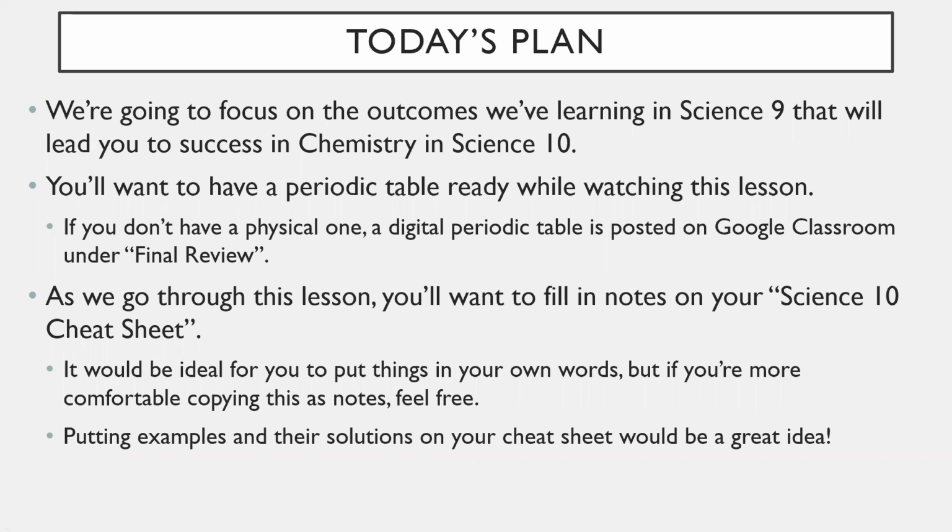Just a bit of a heads up, you're going to want to have a periodic table all ready to go today. I know I gave them to you earlier in the year. If you want to have a look through your binder and find it right now, might as well just pause the video and go find it. That's great. But if you don't think you have it, or if you just want to go looking for it, that's fine. A digital periodic table is posted on Google Classroom underneath Final Review. It's in there somewhere. You'll just have to find it. And you can have that open on another screen if possible, or at least just understand you can pause and then go find it from there.